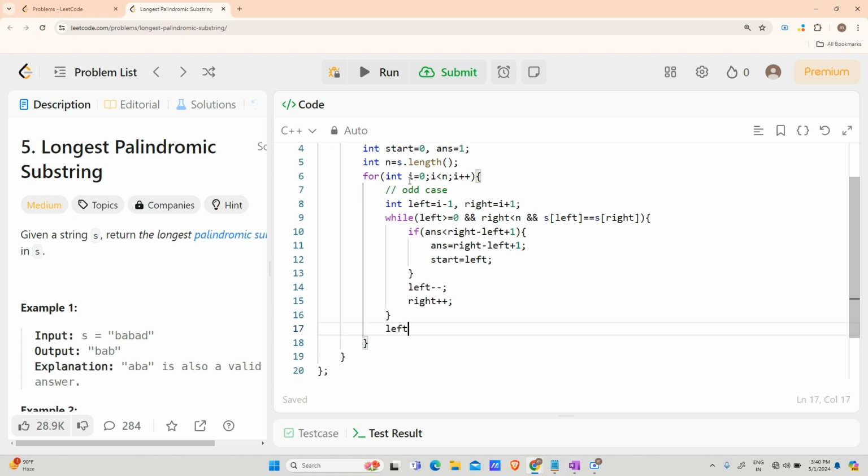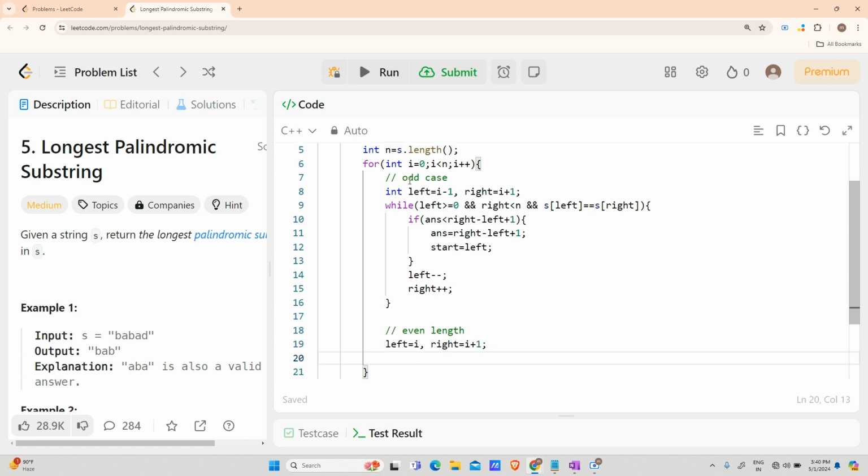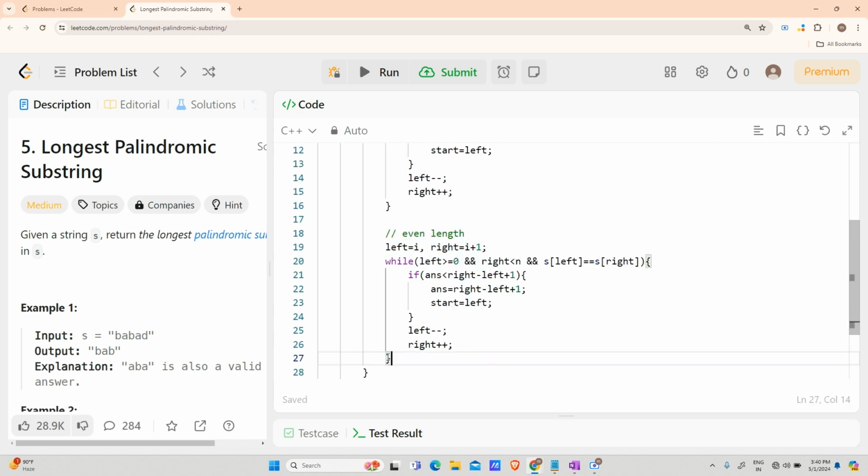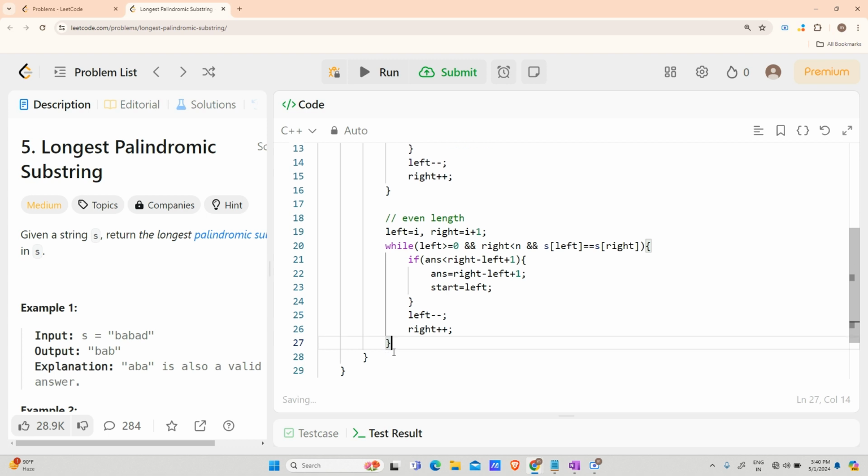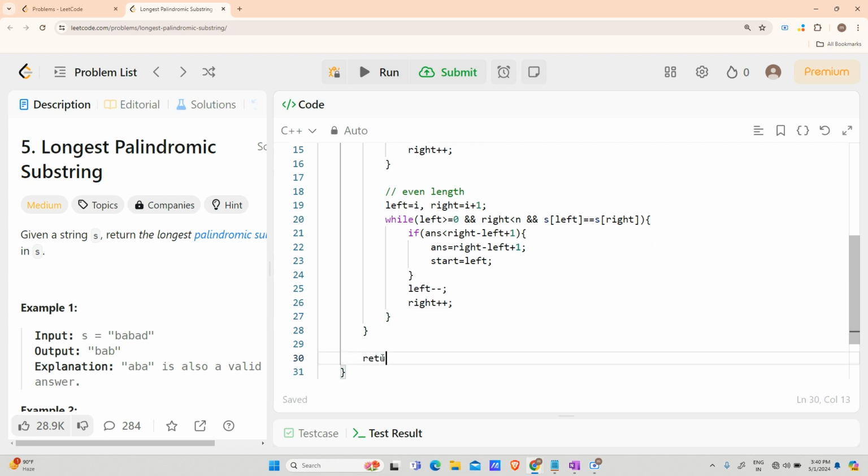Now I will do that for even length also, so let me mention it, even length, right? My left will now become i, my right will now become i plus 1. Now the same loop, so I'm not writing it again, I'm just copy pasting it. You can make a function also, that is also a probable answer, but I like doing it this way. And then I will return s.substr with starting point as left, and my answer as the length. Let us try to compile and run it.